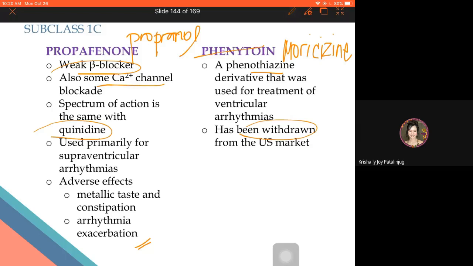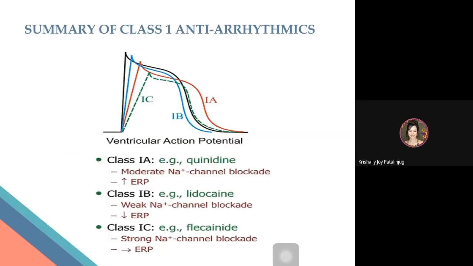Now, to summarize the action of class 1 antiarrhythmics, let's have this figure. Suppose that the solid black line is without drug administration. As labeled, 1A is the red line, 1B is the blue line, and for 1C agents, the green color.